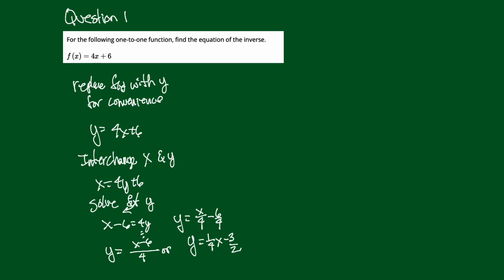And now, I'll do this up here, and now replace y with its new name, f to the negative 1 of x, right? F inverse. So I'll get this. F inverse of x is equal to 1/4 x minus 3/2.